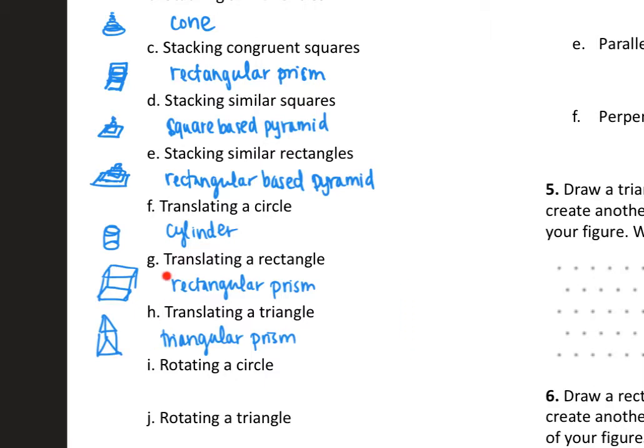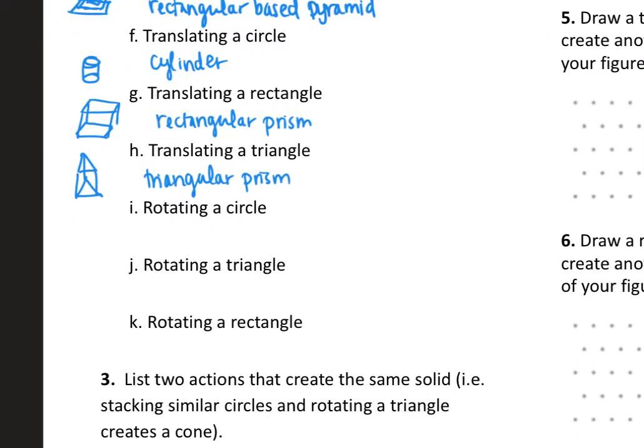All right, the next one is rotating a circle. So that's if we take a circle like this and it rotates around, it would make a sphere. Rotating a triangle, and this gets turned around, it would form a cone. And then rotating a rectangle would form a cylinder. So you see how sketching a picture of the action that is happening does help you kind of see what shape it's forming.